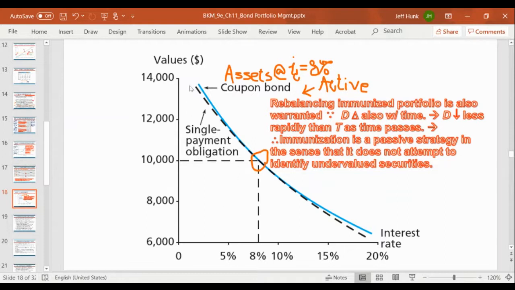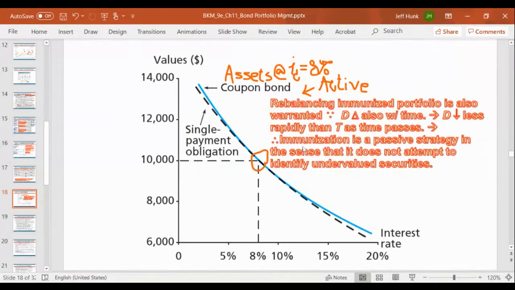In other words, our obligation grows like this at different interest rates, but at 8%, the present value of our obligation matches the present value of our coupon bond. But as the interest rate changes, right, they diverge, right? So that's why the rebalancing is warranted.